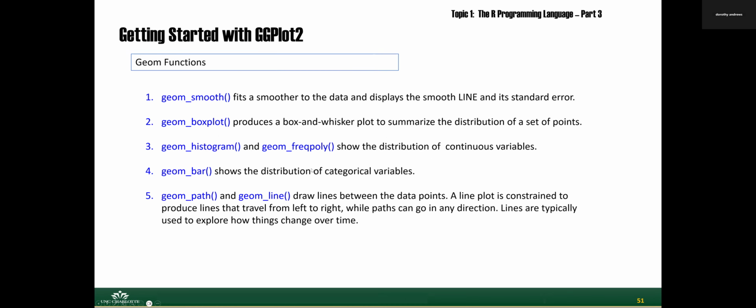We have other functions, just like we did in base R. We have a smooth function that will give you a nice smooth line. We did this with abline in base R. We have the box plot function, histogram, the frequency polygon, a bar chart, a path chart, and a line. Some of these are new, but we'll see exactly how each one works, especially the path one, because that one is probably very new to most of you.